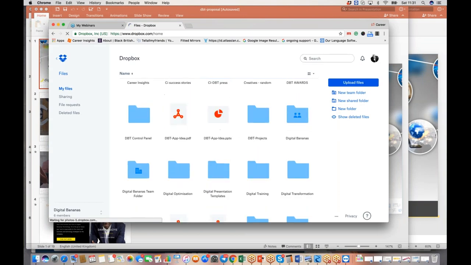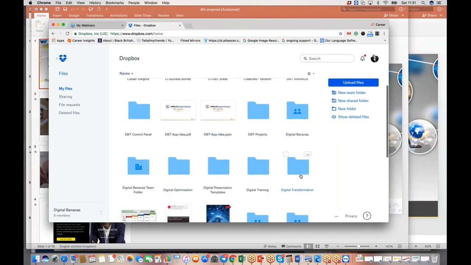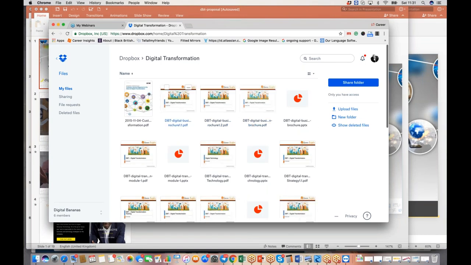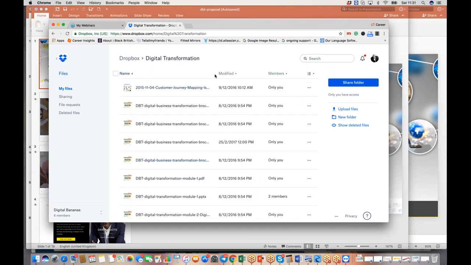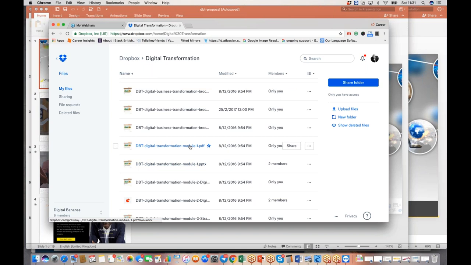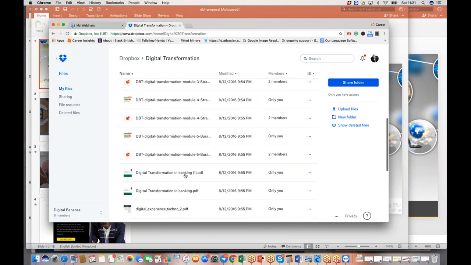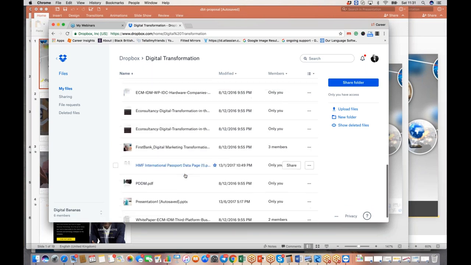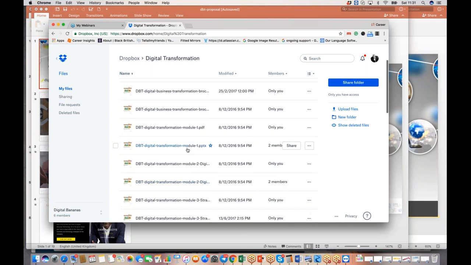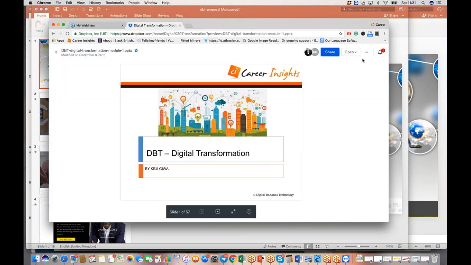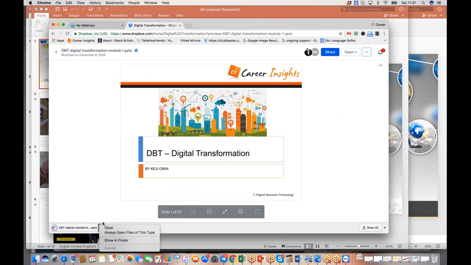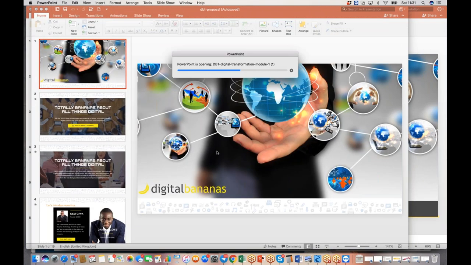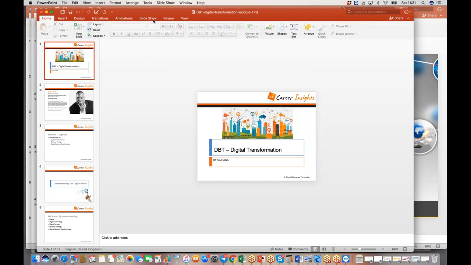All right, so let me quickly open this up and I can explain what digital transformation is all about from the beginning. I need more than one PDF, actually more than one PowerPoint. Let me see if I can find it. There you are. Good. I'm just going to download this and then we can take it from there. Hallelujah. So now we can kick off.